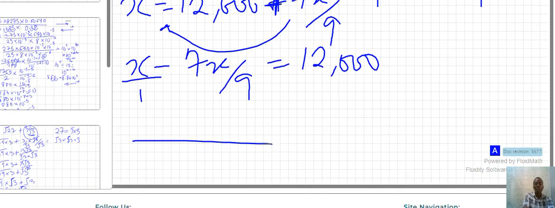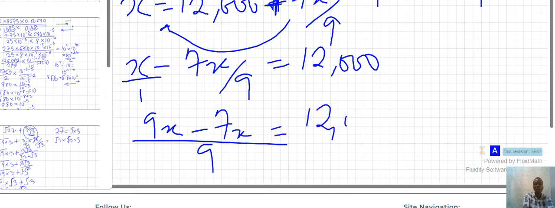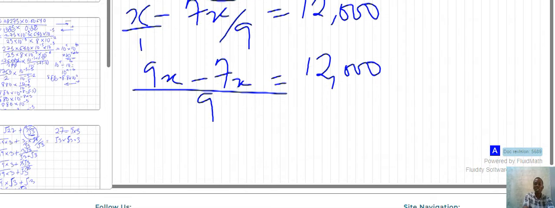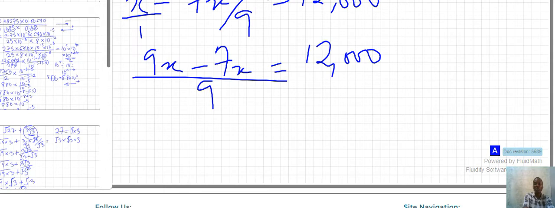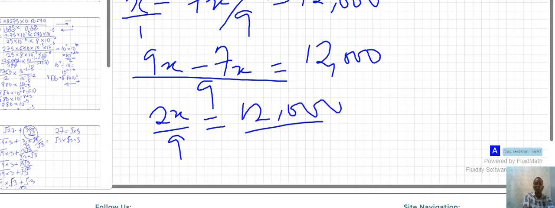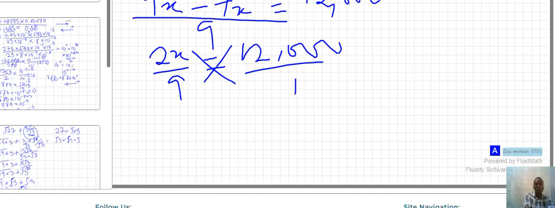So when we simplify that, we are going to have 9 to be the common denominator. 9 divided by 1 is 9. 9 times x will give us 9x minus 7x, and that will be equal to 12,000 naira. So let's simplify this further. 9 minus 7 will give us 2x over 9 equal to 12,000 naira over 1. So we'll cross multiply. If we cross multiply, we're going to have our 2x to be equal to 12,000 times 9.